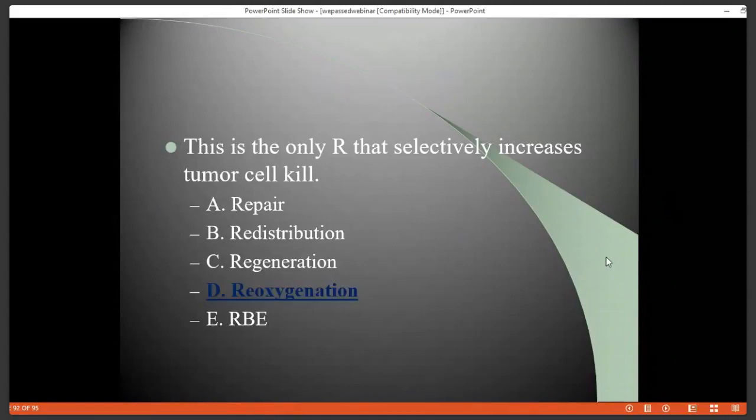Reoxygenation. This is the only R that selectively increases tumor cell kill. Again, tumors are the only things in the body that have oxygen differentiation between cells that are farther away from the vessels versus those that are closest. So this particular R selectively increases tumor cell kill. As we said, there probably would not be any tumor cure without this particular R itself.